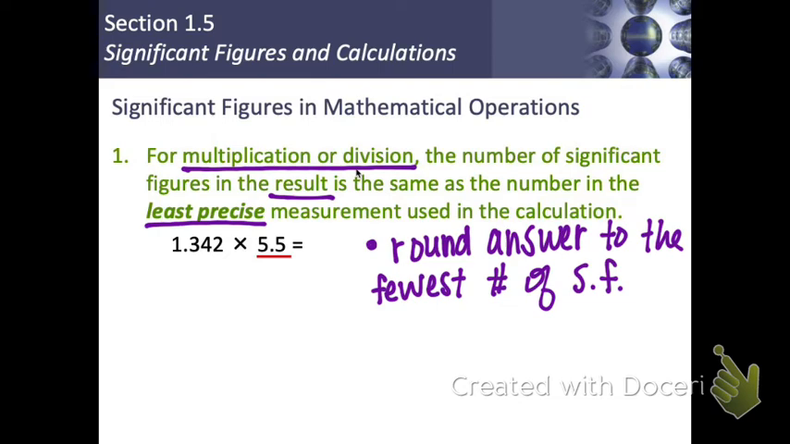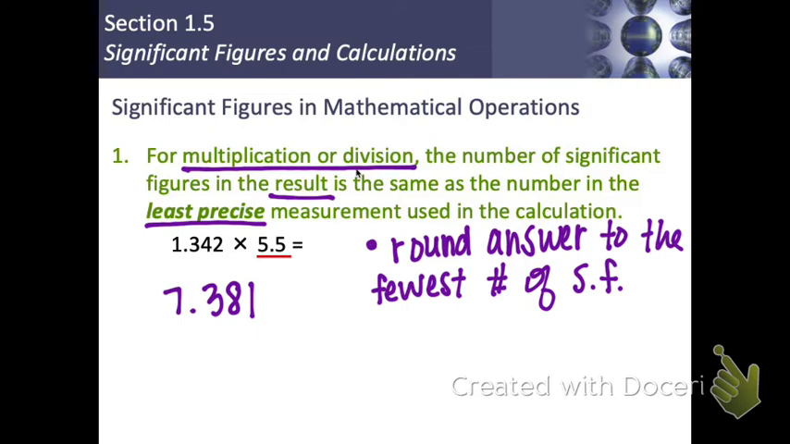So let's take a look at the math that goes with this one. Do you guys have your calculators out? Why don't you go ahead and grab them if you don't have them out quite yet. I'm going to take 1.342 times 5.5, and I'm just going to write out my raw answer. What's my answer before I do any rounding? 7.381. Agreed? Right, just with the math.